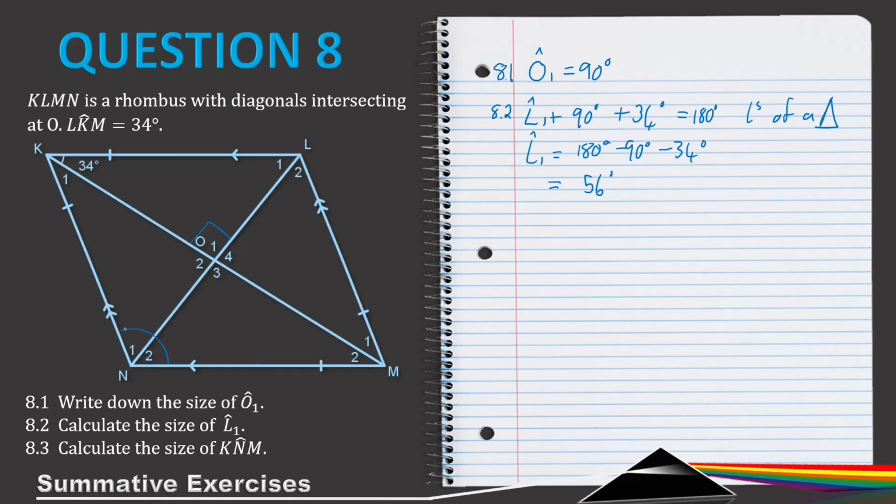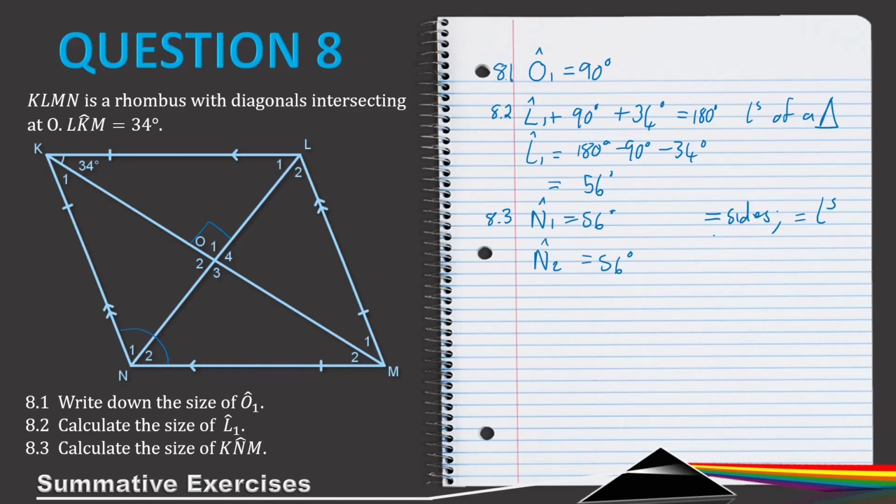Okay, so you can use one of those two reasons, basically. So let's start with N1, 8.3. So N1 is equal to 56, and it is equal sides, equal angles. Okay, done. Then N2 is also equal to L1, so N2 is equal to 56.